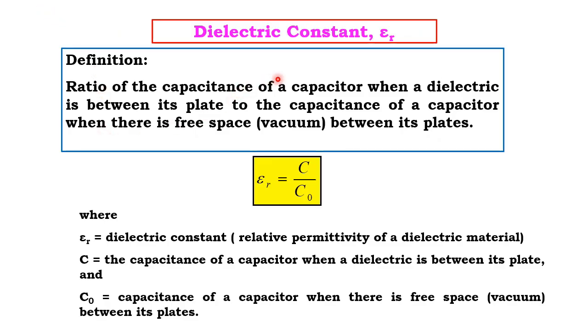This is the dielectric constant, and the symbol is epsilon r. The r refers to relative permittivity, and it is the ratio of the capacitance of a capacitor with a dielectric between the plates to the capacitance of the capacitor with free space between its plates. And you can see this is the meaning of epsilon r, C, and C naught. So I hope that you understand.